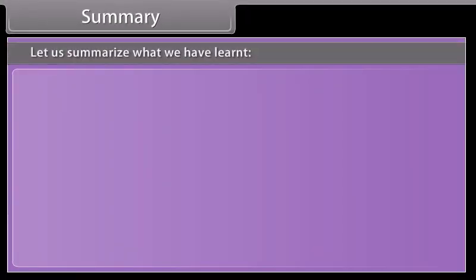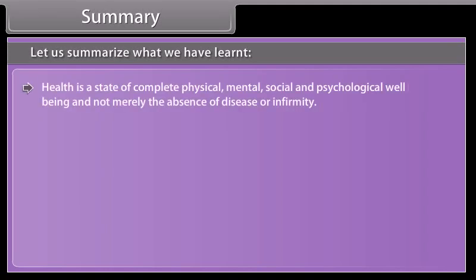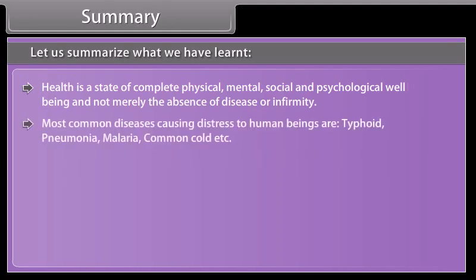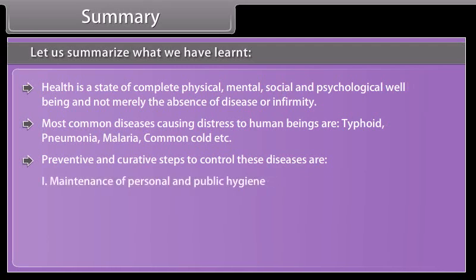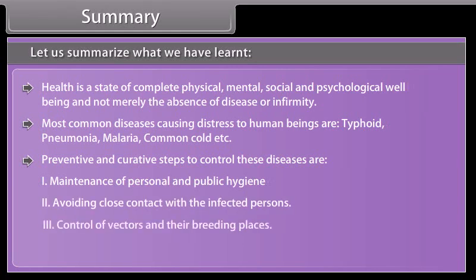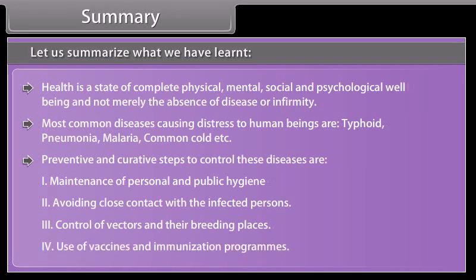Summary. Let us summarize what we have learned. Health is a state of complete physical, mental, social, and psychological well-being, and not merely the absence of disease or infirmity. Most common diseases causing distress to human beings are typhoid, pneumonia, malaria, common cold, etc. Preventive and curative steps to control these diseases are maintenance of personal and public hygiene, avoiding close contact with infected persons, control of vectors and their breeding places, use of vaccines and immunization programs.